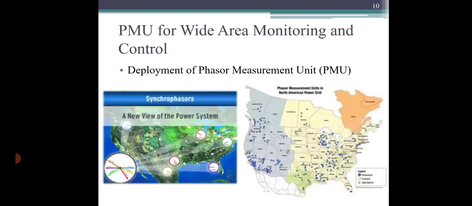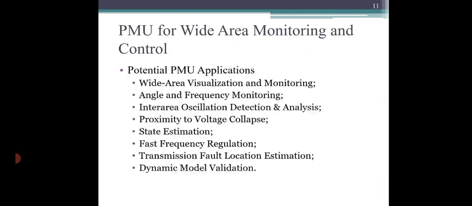PMU for wide area monitoring and control. A new view of the power system. In these potential PMU applications, first is wide area visualization and monitoring, angle and frequency monitoring, inter-area oscillation detection and analysis, proximity to voltage collapse, state estimation, fast frequency regulation, transmission fault location estimation, and dynamic model validation.